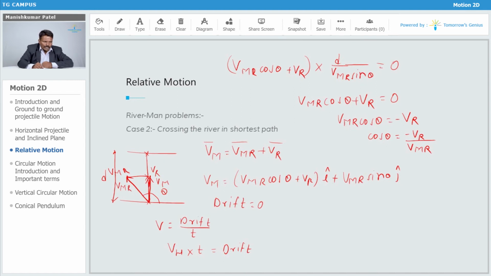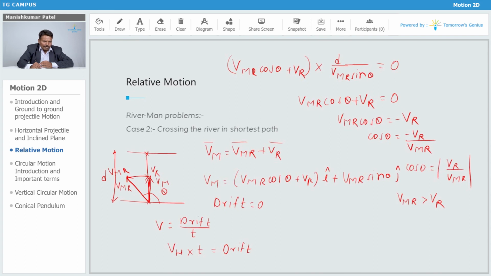So the two conditions are, obviously, for your VMR. VMR has to be greater. You can write it in terms of magnitude also, so this is VR upon VMR. To satisfy this condition, obviously VMR has to be greater than your VR. This is how we are going to write it down over here.